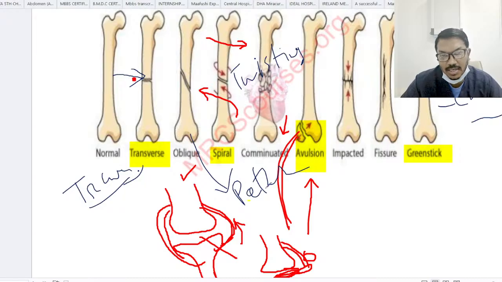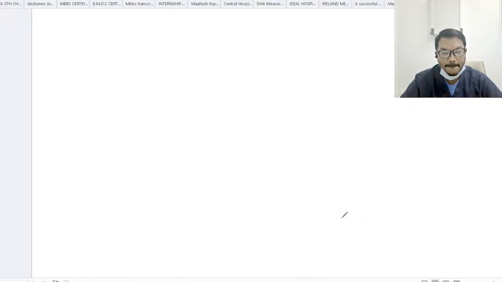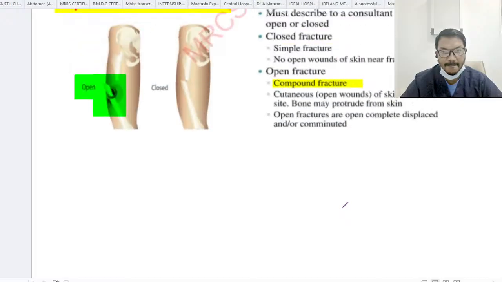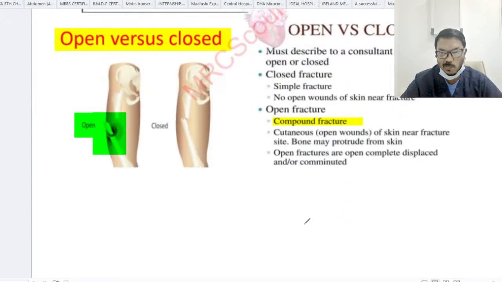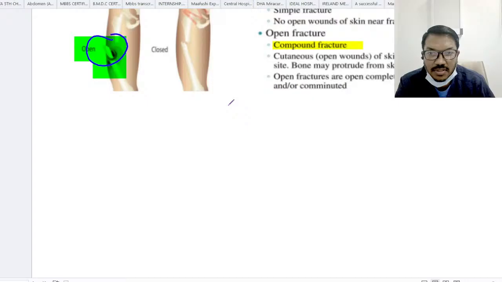where it will be connected with the tendon, then impacted fracture, fissure fracture or hairline fracture, and greenstick fracture which occurs in children. Force makes fracture open versus closed. This is open fracture when bone fragments come out through the skin, and this is closed fracture.